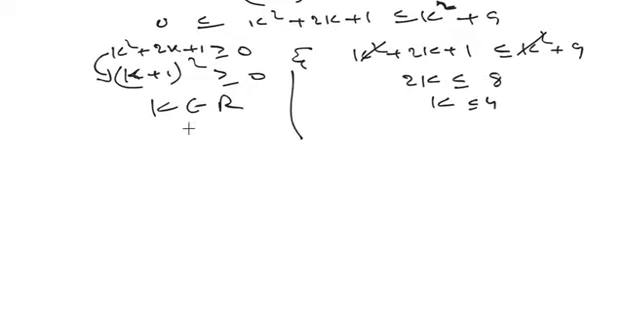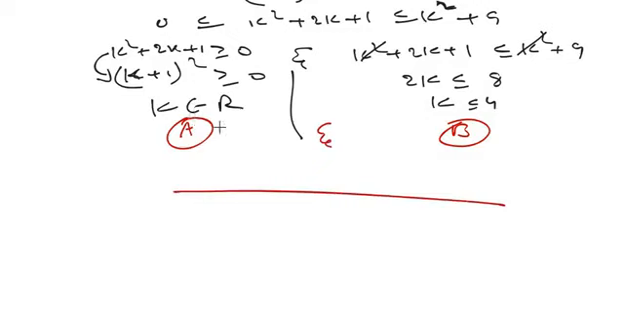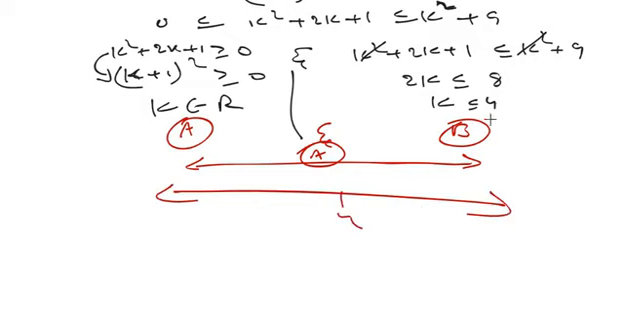So let us take this as solution A, solution B. Here we have to consider A and B. That means k belongs to any real number. That means this is the solution set for A. Let us take 4 here on the number line. K is less than or equal to 4. That means this is the solution set for B.